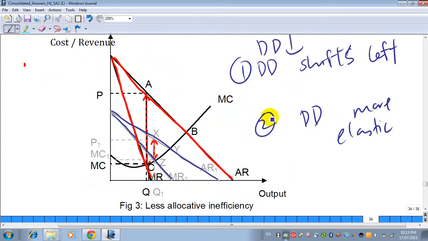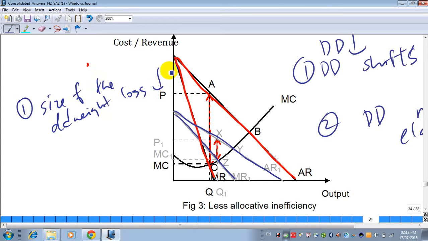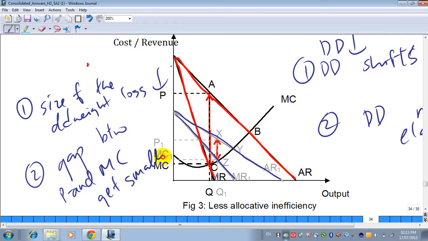And you will see, boys and girls, I will not explain everything in detail again, but basically you must talk about two things. Number one, the size of the deadweight loss will fall. And number two, the gap, and this is something that some of you missed out, the gap between P and MC will get smaller, because there is less allocative inefficiency. If there's less allocative inefficiency, the size of the deadweight loss will fall and the gap between P and MC will get smaller. Since P greater than MC is the case where there's allocative inefficiency, if you can reduce the gap between P and MC, it would therefore mean that the firm becomes less allocatively inefficient.